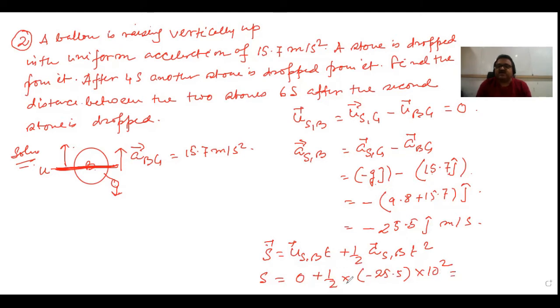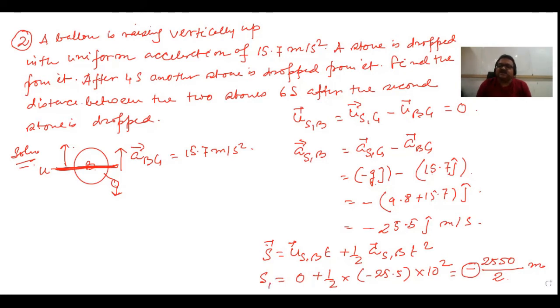So if I do the calculation, this is minus 25.5 into 100, which is 2550, divided by 2, this much meter. What is the implication of the negative sign? Downward. So this is the distance traveled by the first stone.